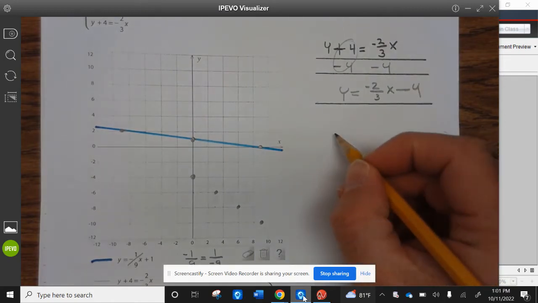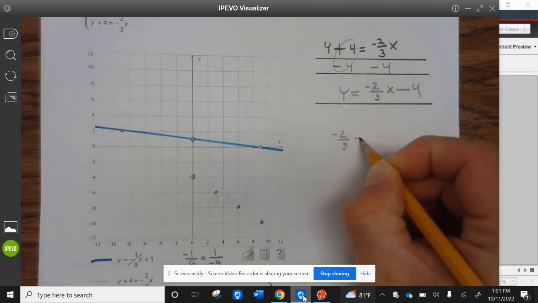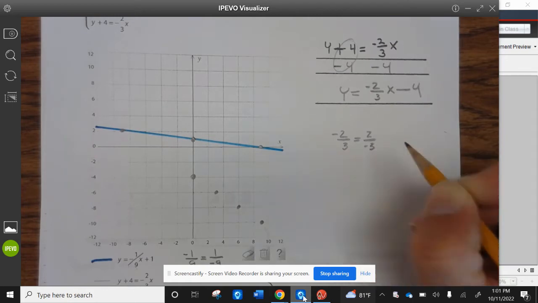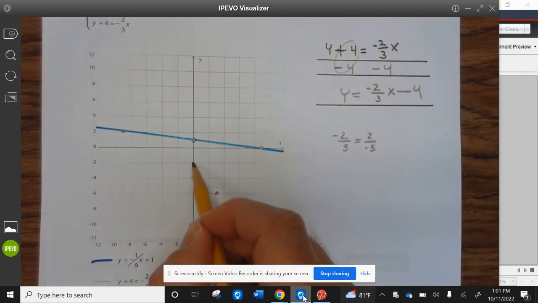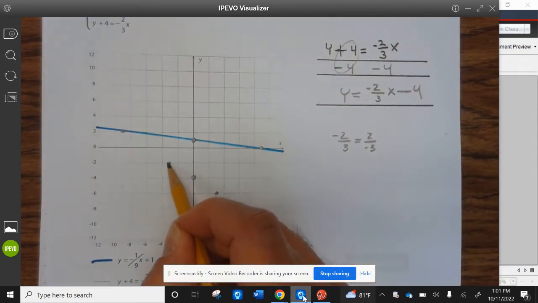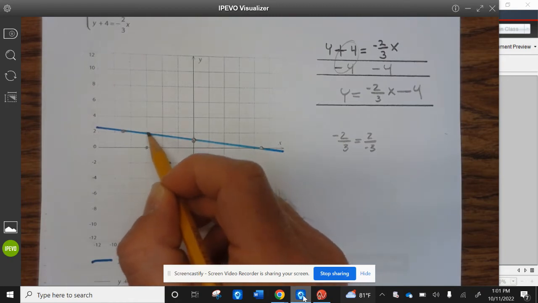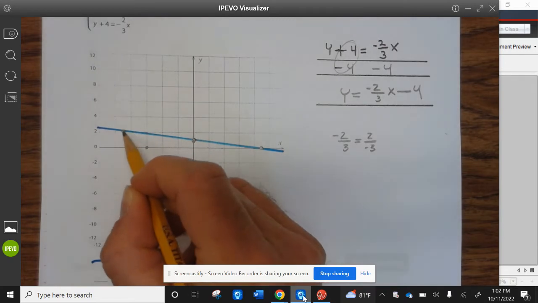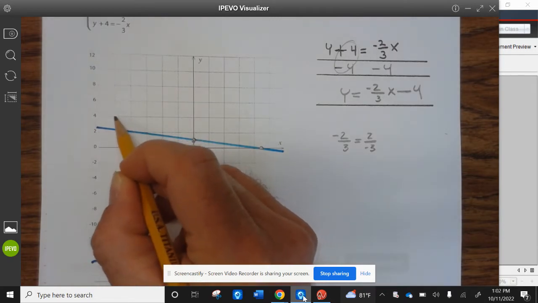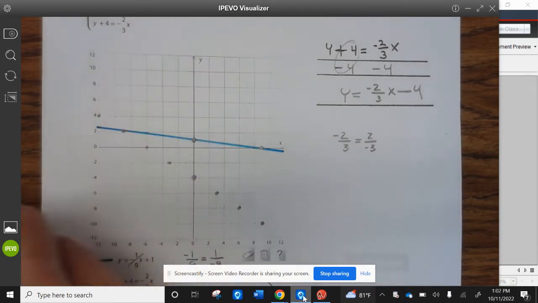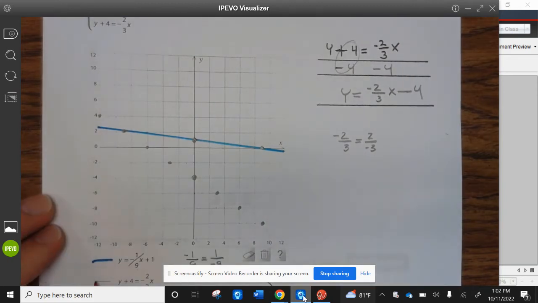Okay, now -2/3 is equivalent to 2 divided by -3. So we can actually go up 2 to the left 1, 2, 3. Up 2 to the left 1, 2, 3. And we're going to graph that line in pink.